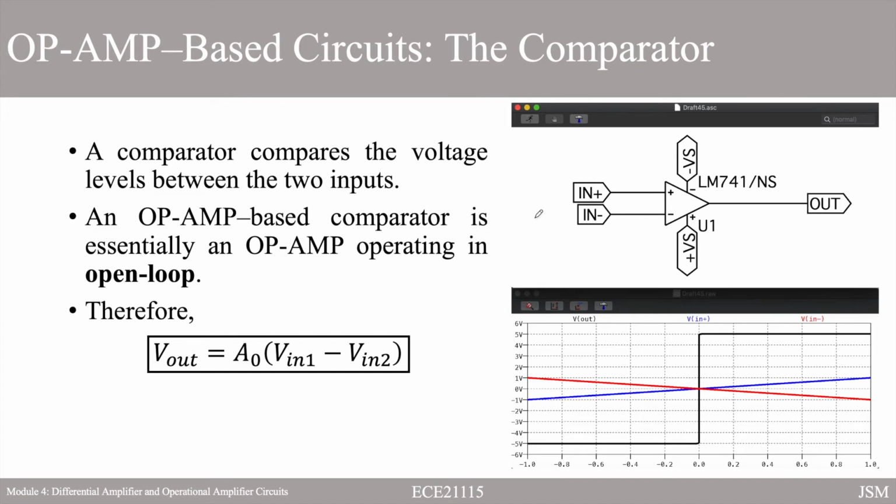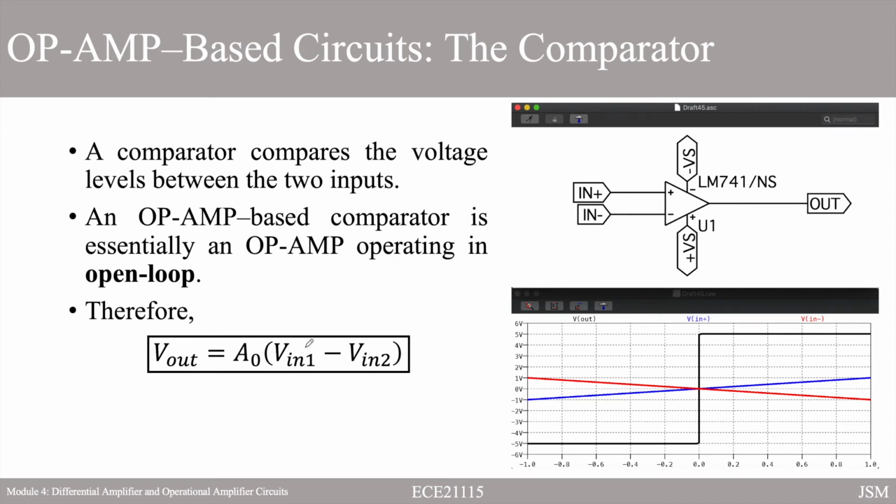So, an op-amp based comparator is essentially an op-amp operating in open loop. So, mamaya pupuntahan natin what is closed loop. Ano nangyayari sa ating circuit kapag meron tayong closed loop. So, in this case, wala tayong mga feedback. So, ang tawag sa kanya is in open loop operation.